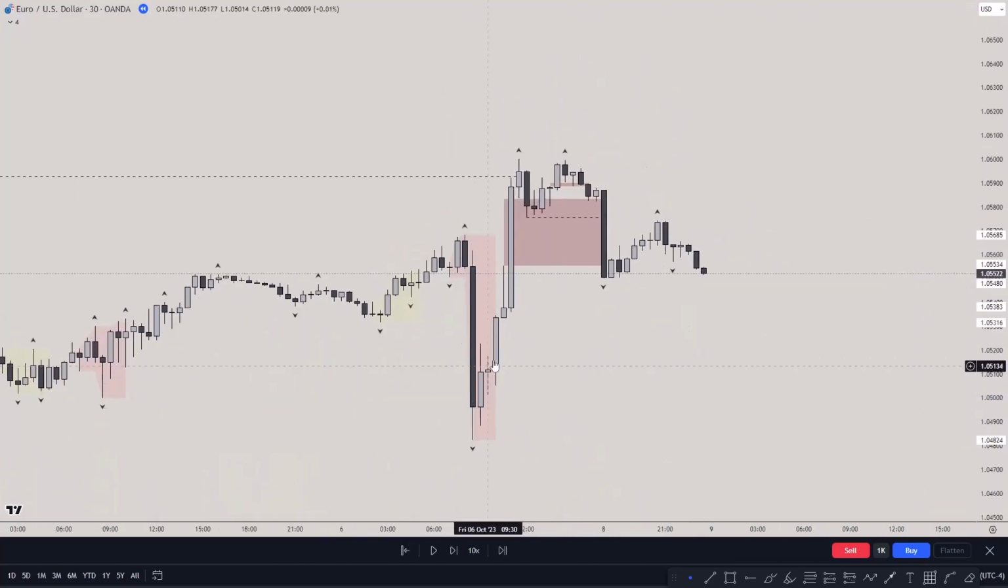We can see in this leg right here, we only have this fair value gap and this one. So two fair value gaps. When price disrespects this fair value gap, we can look for price to go to this fair value gap. This is how we look at it.